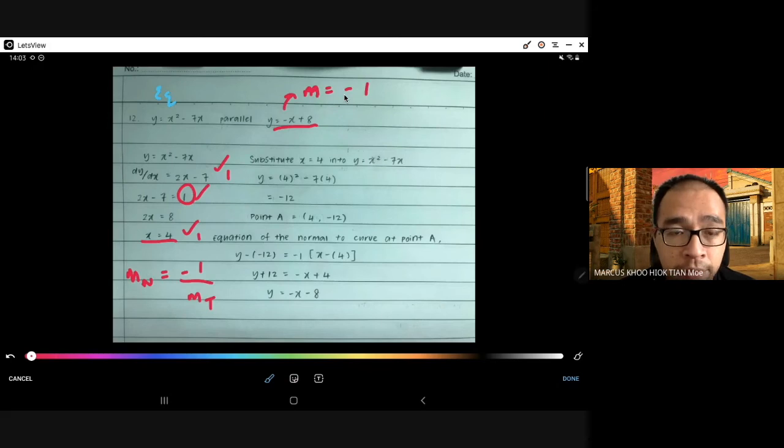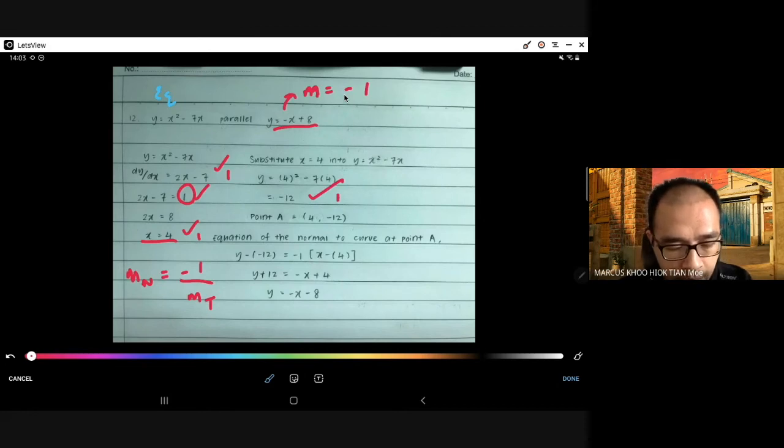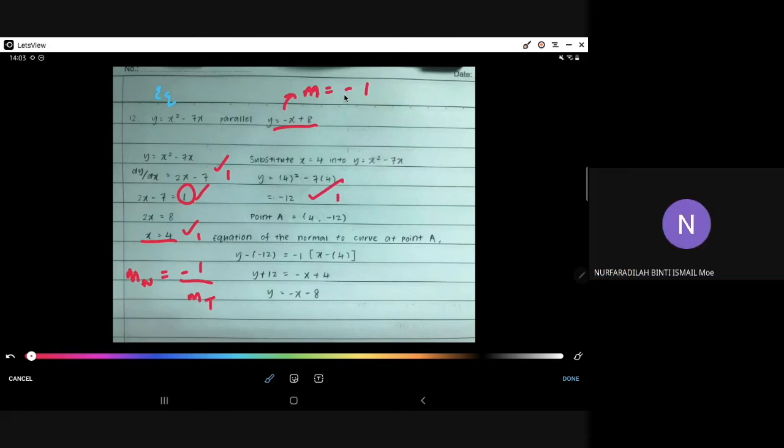Can you explain after that what you did? And then in order to find the y, I substitute the value of x into the equation. Okay. And then, continue until the end. Yeah, and then I use the formula y minus, and then, yeah.